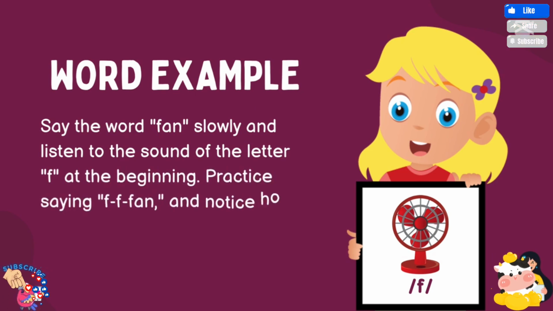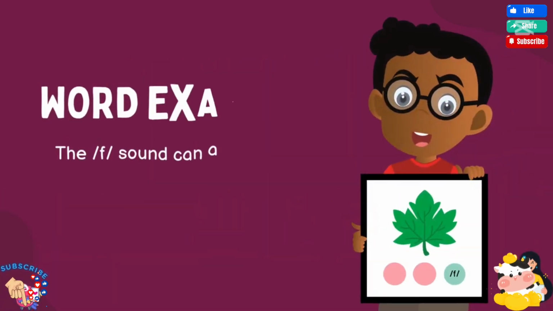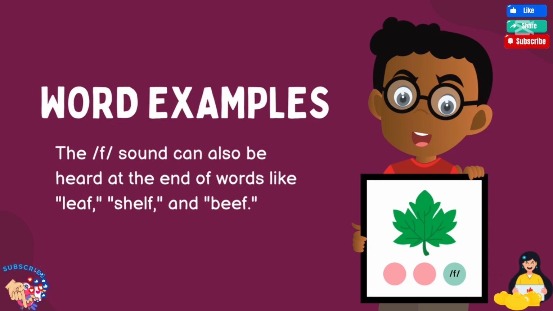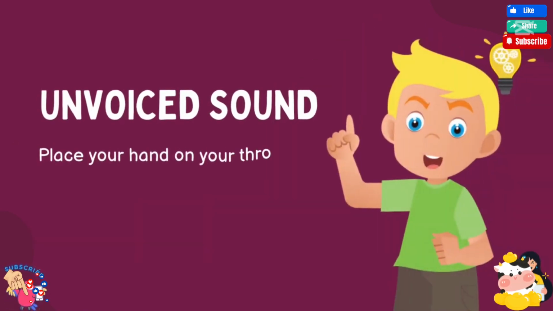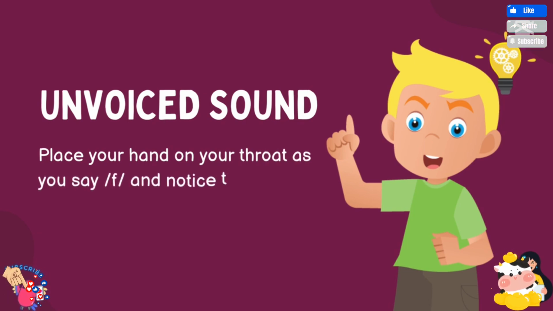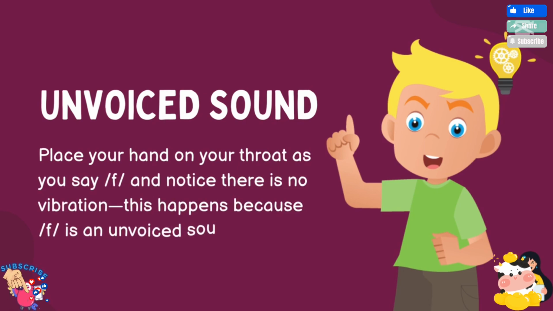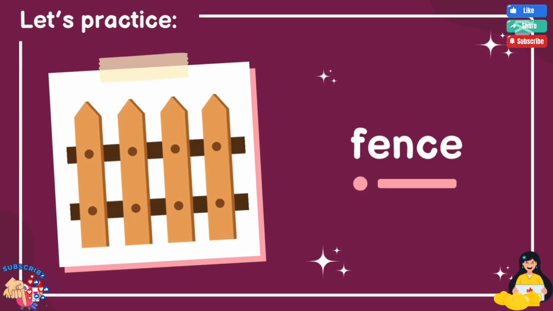Word example. Say the word fan slowly and listen to the sound of the letter F at the beginning. Practice saying FF fan and notice how your teeth and lip feel when you make that sound. The F sound can also be heard at the end of words like leaf, shelf, and beef. Unvoiced sound. Place your hand on your throat as you say F and notice there is no vibration. This happens because F is an unvoiced sound.